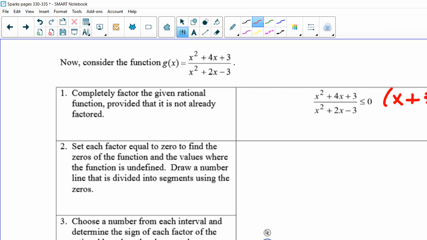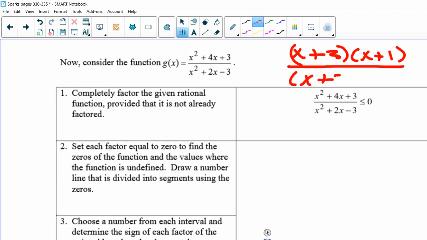I don't want to do it there because I don't have enough room. x plus 3 times x plus 1 over x plus 3 times x minus 1 is less than or equal to 0. Now, you know this, correct?